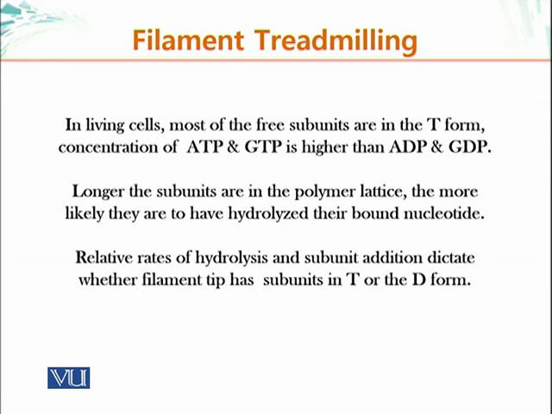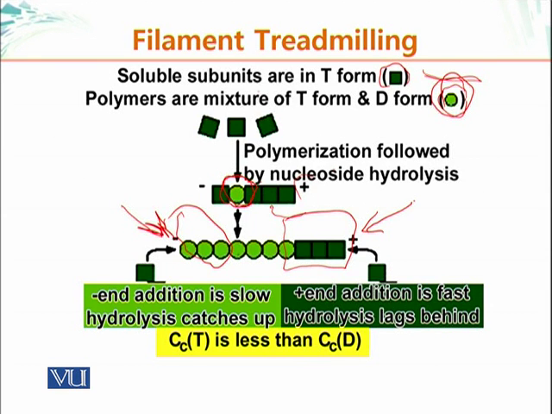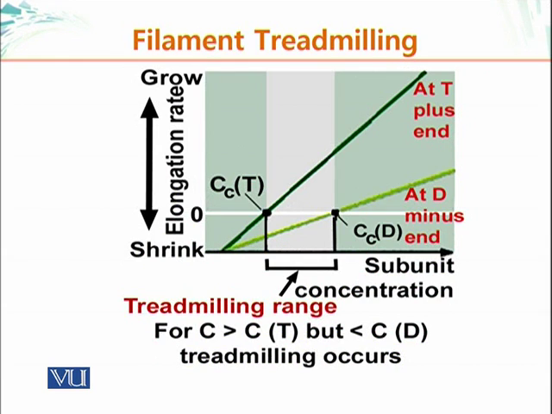Relative rate of hydrolysis and subunit addition dictate whether the filament tip has subunits in T form or D form. So if the rate of addition of monomer is greater than the rate of hydrolysis of the ATP, for example, the plus end tip of your filament will be in T form. If the rate of hydrolysis is faster than the rate of addition of monomers, then your tip at the plus end will be in D form. So we have talked about this already.